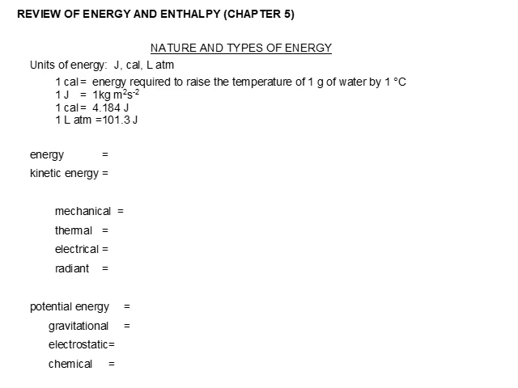1 calorie is defined as the energy required to raise the temperature of 1 gram of water by 1 degree Celsius. 1 joule is equal to 1 kilogram times meter squared per second squared. A calorie is also equal to 4.184 joules. And a liter atmosphere is 101.3 joules.